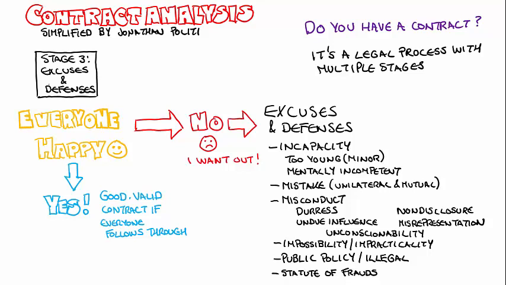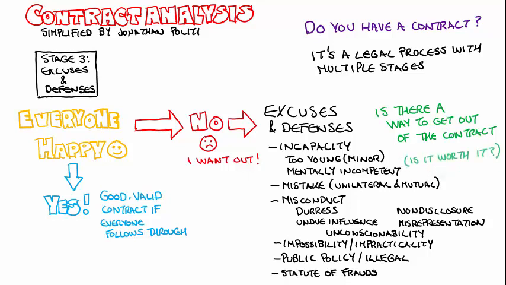So, if there is one of these reasons to get out of a contract, excuses and defenses such as incapacity, mistake, misconduct, impossibility or impracticality, public policy or illegality, or the statute of frauds, should the parties try to get out of the agreement? Is it worth it? That brings us to stage 4.